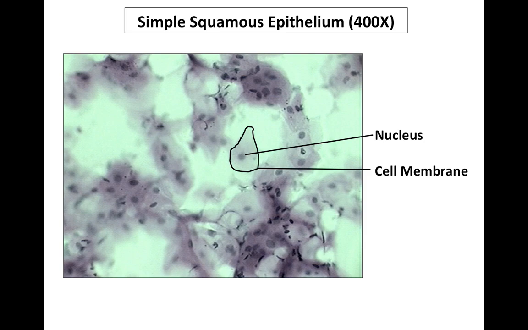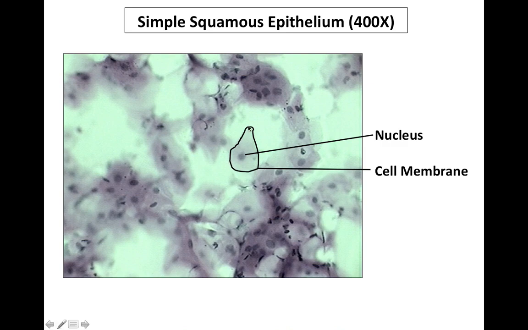Simple refers to the fact that this kind of tissue has only one layer of individual epithelial cells. Squamous refers to the fact that these cells are flat and pancake-shaped. When you look at this image, such as what you would see after scraping your cheek and smearing it onto a slide, you can see the individual cells side by side. Here we've outlined a cell for you.